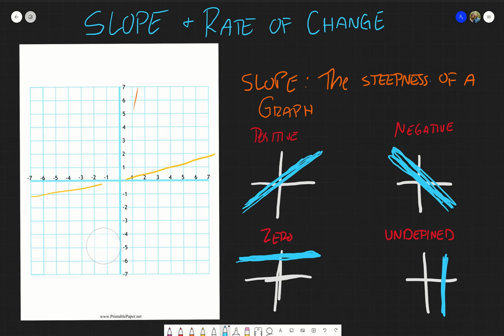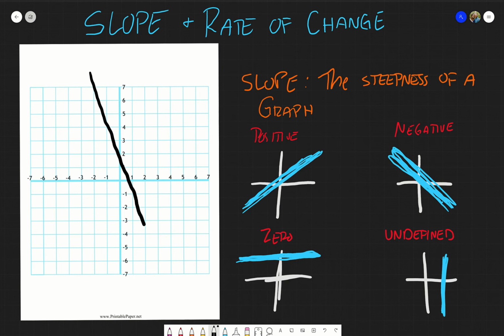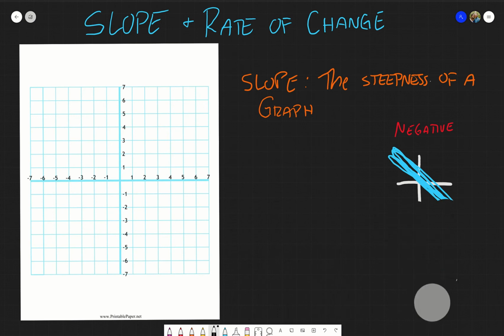So if I were to draw a slope on my graph, and it looked like this, what kind of slope would that be? Well, that would be a negative slope. Yes, because it's going down. Negative slopes go down.